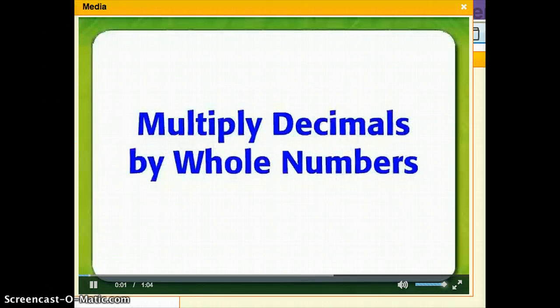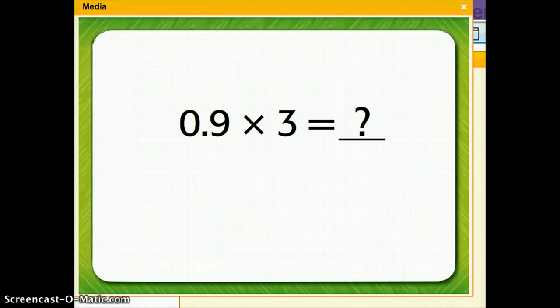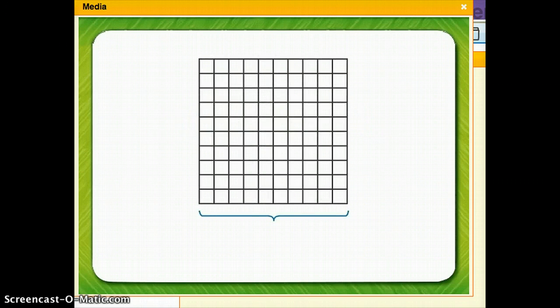Multiply decimals by whole numbers. What is the product of 9/10 and 3? Let's use decimal models. Remember that a 10 by 10 grid represents 100, but it can also represent the number 1. We'll use grids like this to multiply a decimal by a whole number.